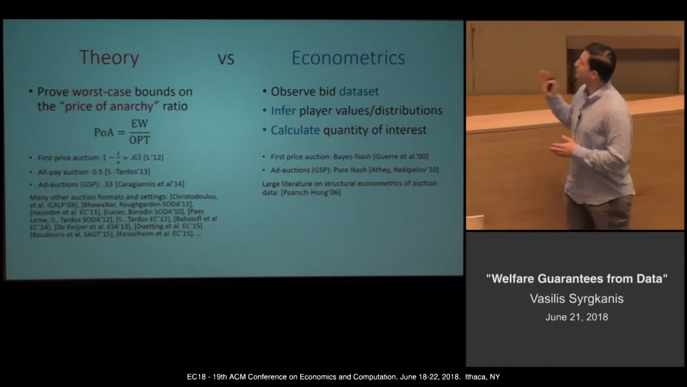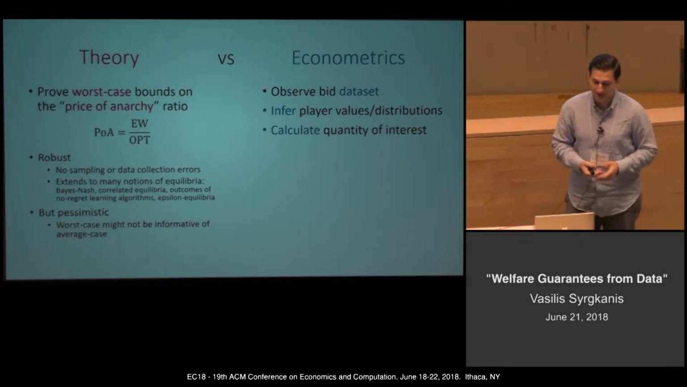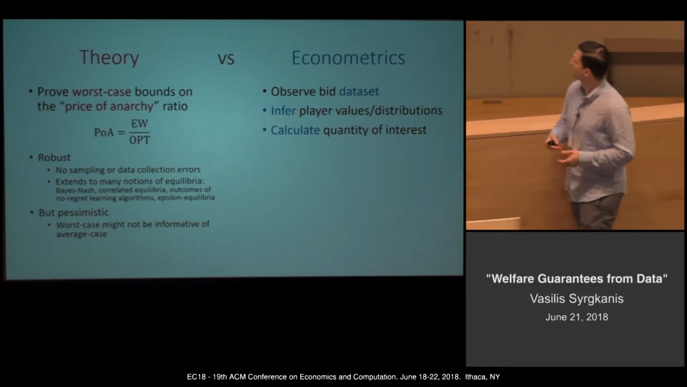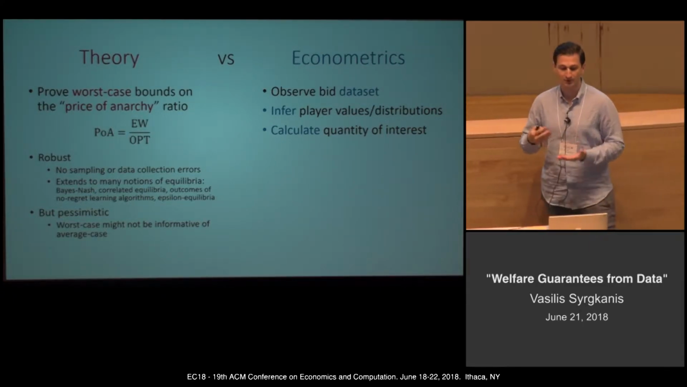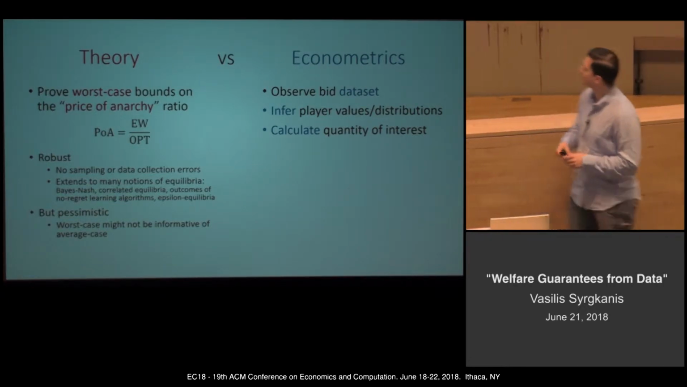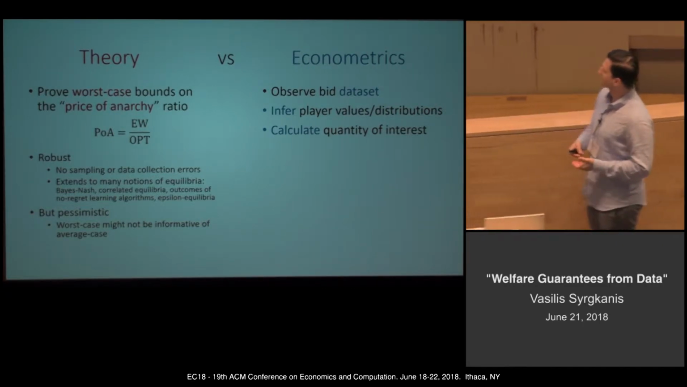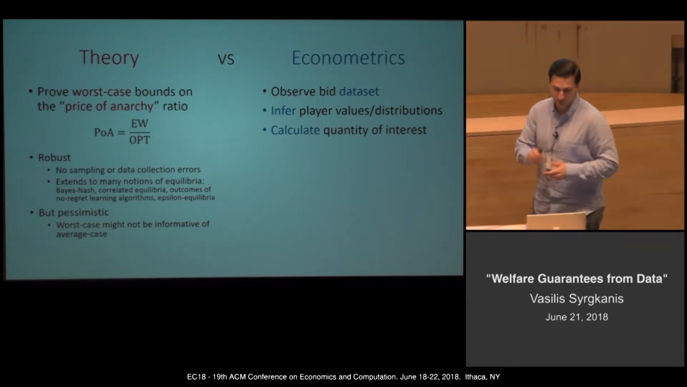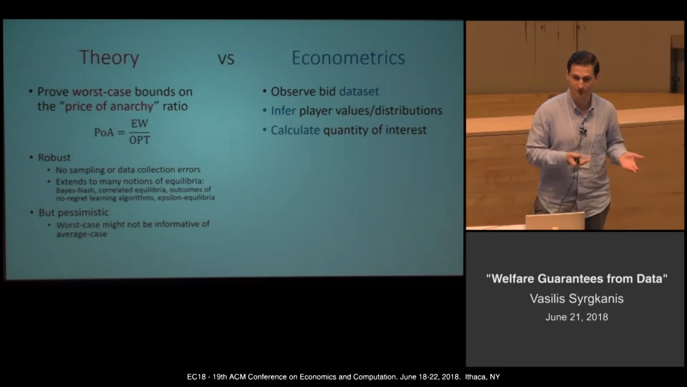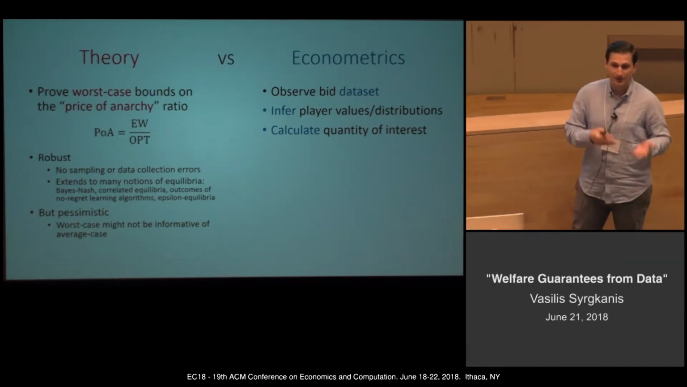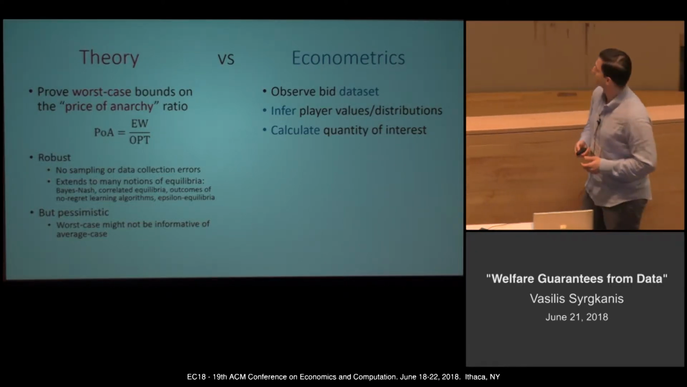Now, the two approaches have some benefits and drawbacks. So the theoretical worst case price of anarchy approach is in some sense robust. You don't depend on some data collection process. You don't make a lot of assumptions about what equilibrium is selected or what equilibrium is being played. You don't have any sampling errors or finite sample errors. But on the other hand, it's very pessimistic in the sense that it tries to quantify this ratio in the worst case over all possible equilibria and over all possible value distributions that could have arisen. And many of these value distributions that would achieve this lower bound might be unreasonable to expect in practice.